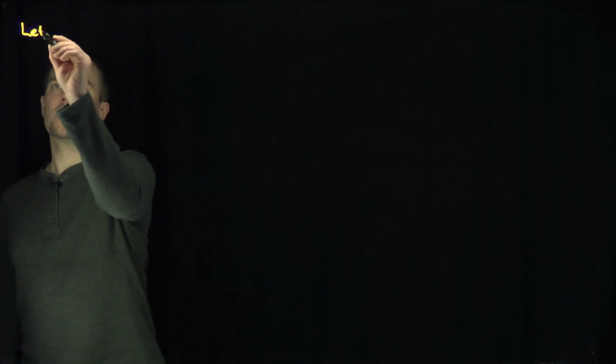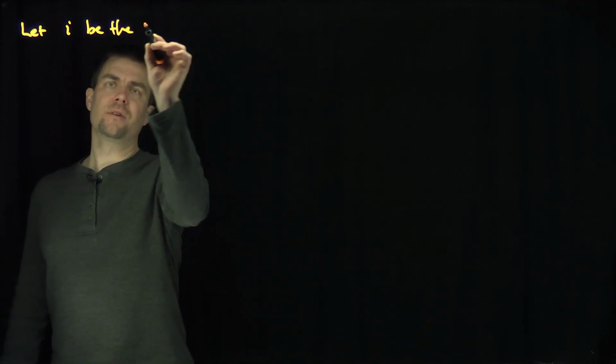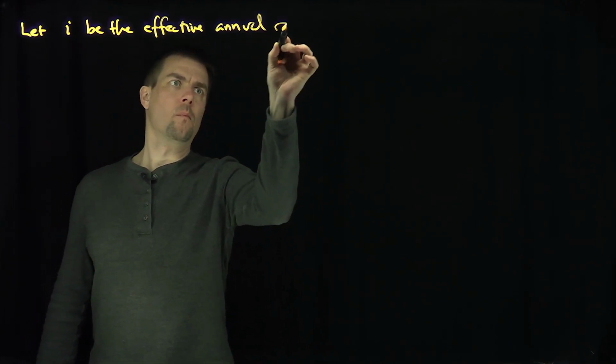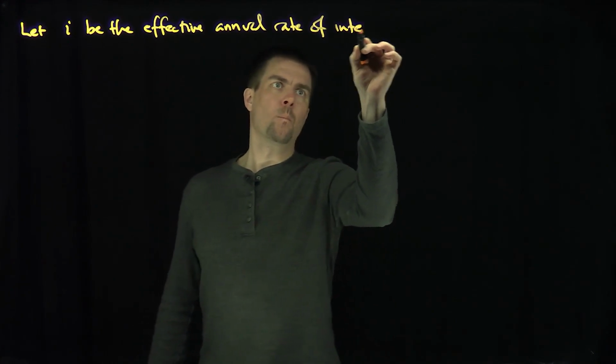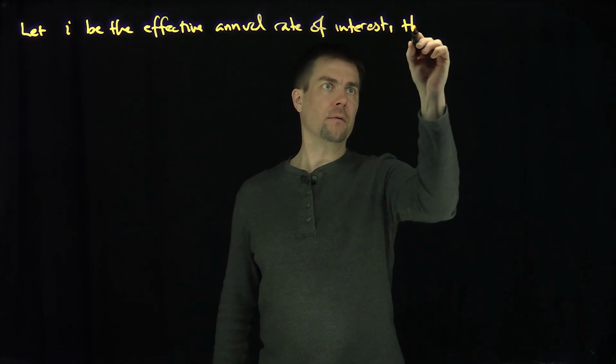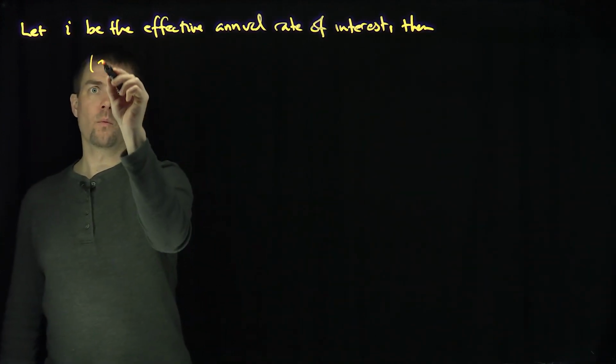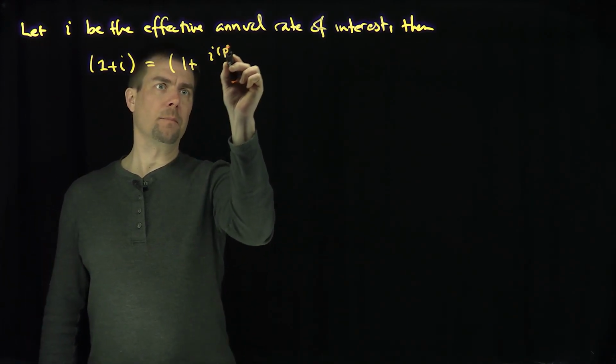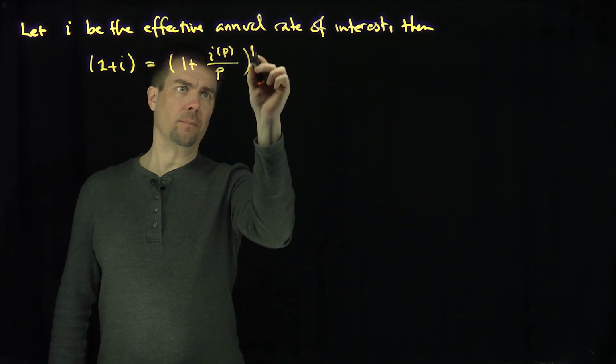Hello students, in this video we'll discuss inequalities that relate annuities immediate and annuities due together with nominally paid monthly or p-thly annuities. So let's let i be the effective annual rate of interest. Then we have the following relationship. We have 1 plus i is equal to (1 plus i^(p) over p) to the power p.